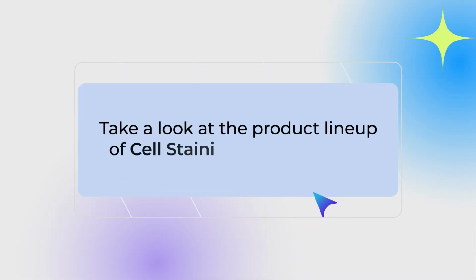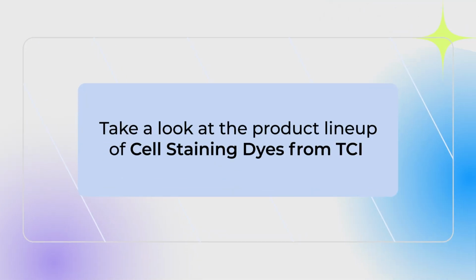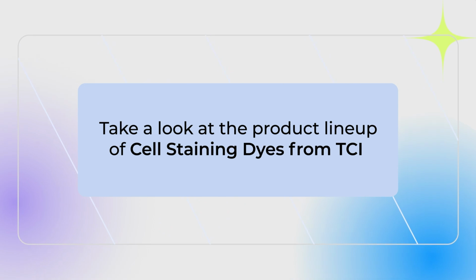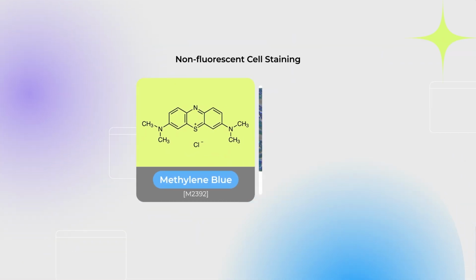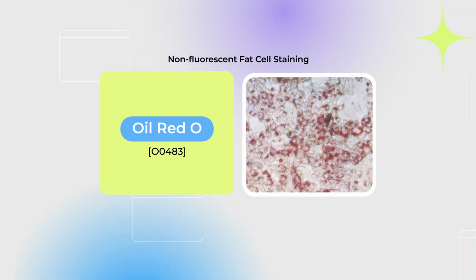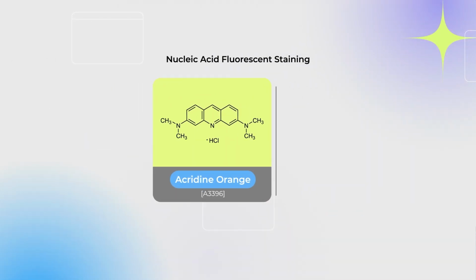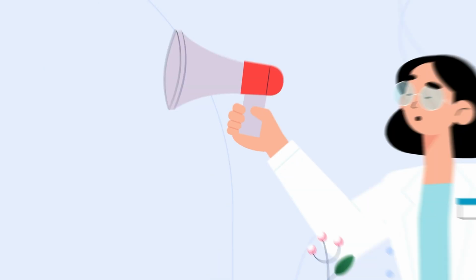Let us take a closer look at the snippet of the product lineup of cell staining dyes from TCI. Methylene blue solution for cell staining. Oil red O for fat staining. Acridine orange solution for nucleic acid staining.